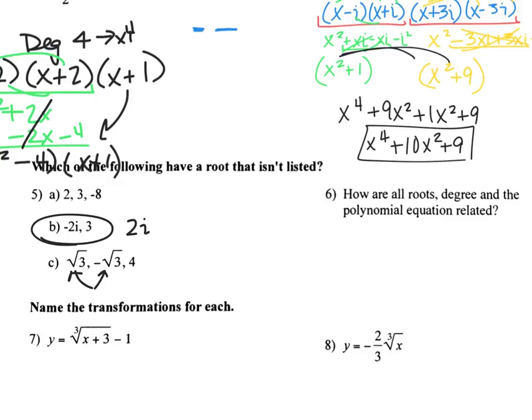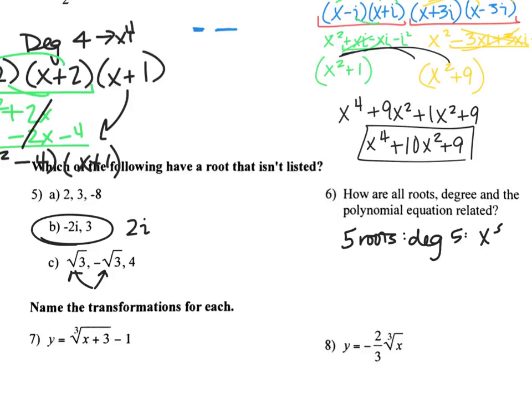On question 6, how are roots, degree, and polynomial equations related? What I'm really asking there is, if there are 5 roots, that means the degree is going to be 5. And you're going to have x to the 5th in your equation. I just want you to realize that roots, degree, and the exponent all kind of match each other.